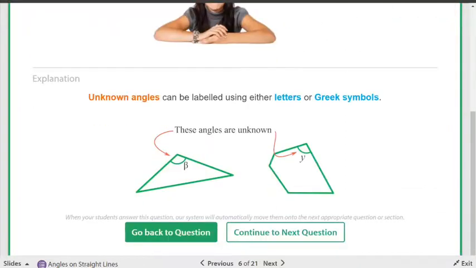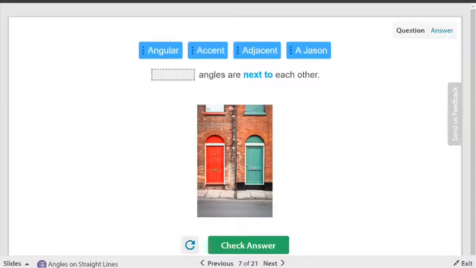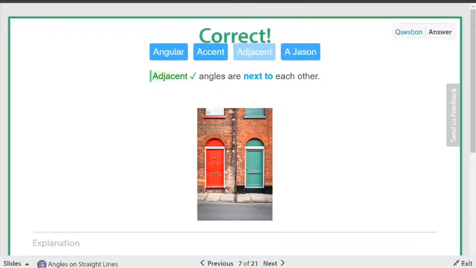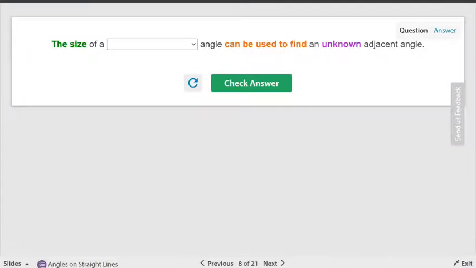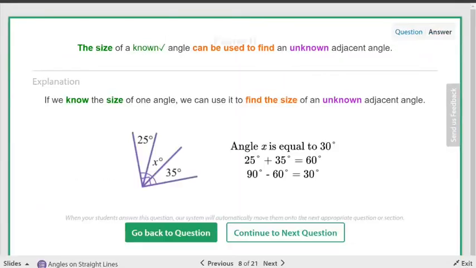It doesn't matter really, but with angles, we typically prefer those. Blank are angles that are next to each other? Adjacent. Good. I'm doing your homework. I need to knock it off. The size of a blank angle can be used to find an unknown adjacent angle. Exactly. If you know the size of an angle and you know part of it, then you can find the rest of it. Excellent.